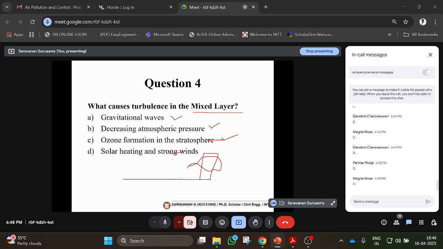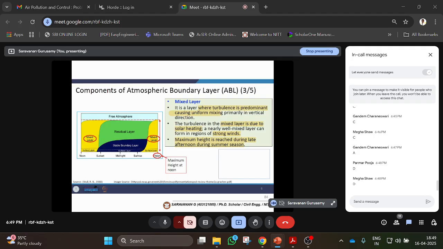So we all know, why is wind happening first? Why is air moving? Due to solar radiation. Because of differential heating, there is a movement of air that we are calling as wind. So solar heating and the strong wind are the reason for turbulence in the mixing layer. Okay. If there is no sun, what will happen? The earth will be staying constant and the air will not move anywhere. So that's the problem. Whenever there is solar radiation, then only it will have the differential heating property, right? That we have discussed in the third week. So you can see the turbulence in the mixing layer is due to solar heating and also due to strong wind.